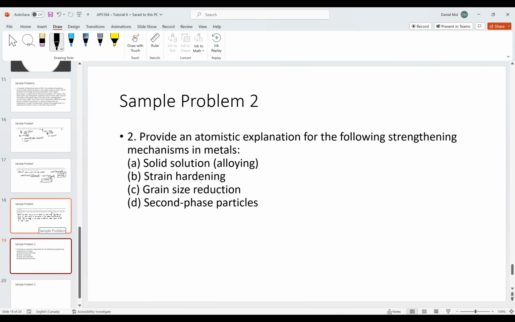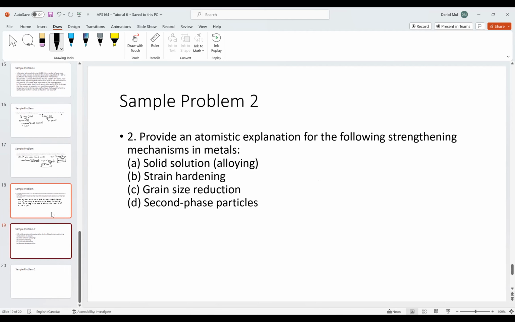Okay, question 2. Provide an atomistic explanation for the following strengthening mechanisms in metals. So we have solid solution, this is alloying, strain hardening, grain size reduction, and then second phase particles. So this is a lot of writing.